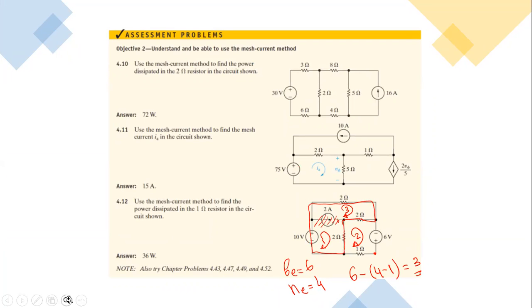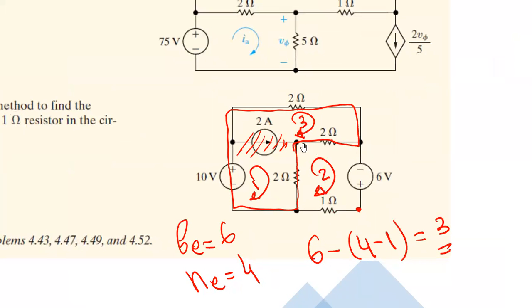Now let me magnify it. If I go with this super mesh, I will start with this: 2 times I3 plus 2 times (I3 minus I2) plus 2 times (I1 minus I2) minus 10 volts, and that's it. We started from this point. So this will be the KVL for the super mesh. Is it understood, please, for all of you? Yes. Okay. So I have now 2 equations, but I need a third equation.